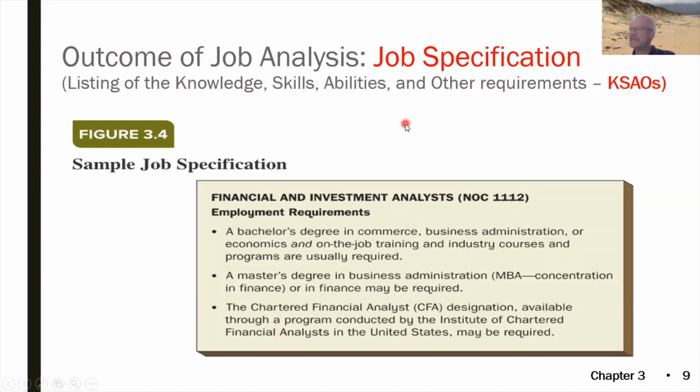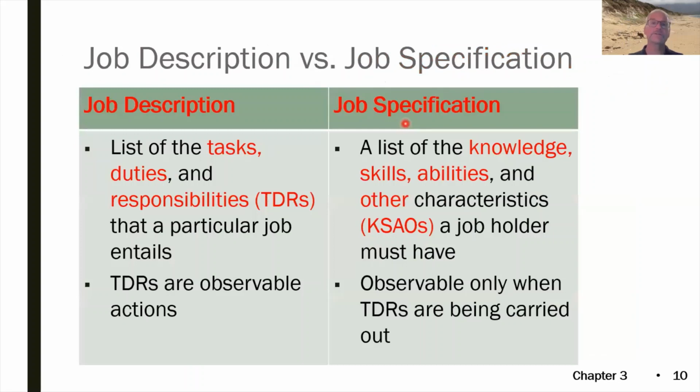Which is what this next slide does. This is just kind of a recap. A job description is a list of duties and tasks, the TDRs, the observable actions. Specification lists the KSAOs, observable only when the TDRs are being carried out. If I talk about the job of an instructor at college, parts of the job description: they have to design the course, deliver the lectures, mark the tests, and listen to whining students.